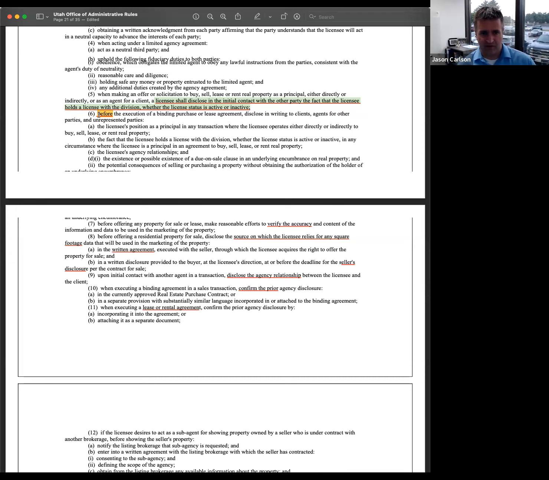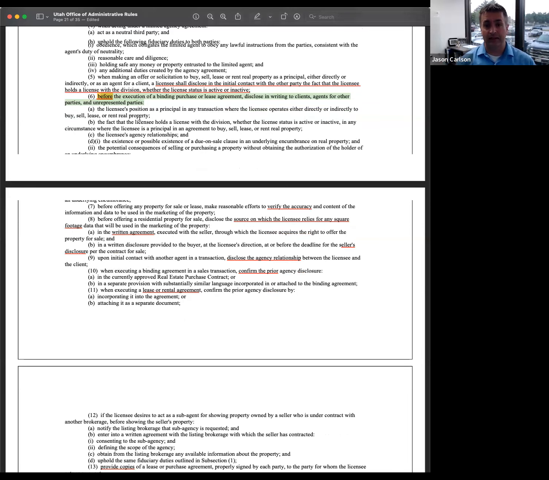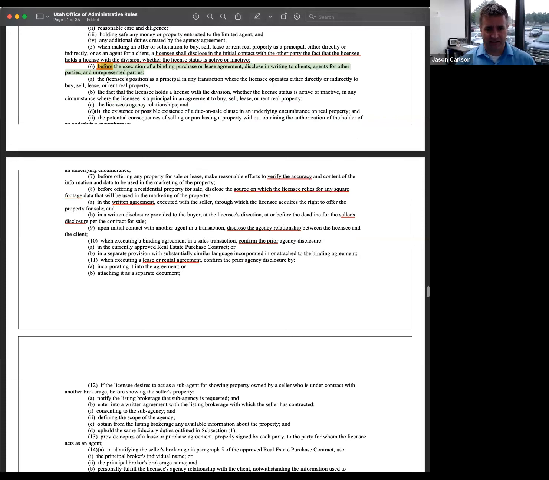And then this is one I highlighted: before the executing of binding contracts, lease agreements, disclosure in writing, agents for parties and unrepresented parties. So this is something we have to do before we do any actual writing of contracts. And then this reemphasizes that fact, the licensee's position as a principal in the transaction.